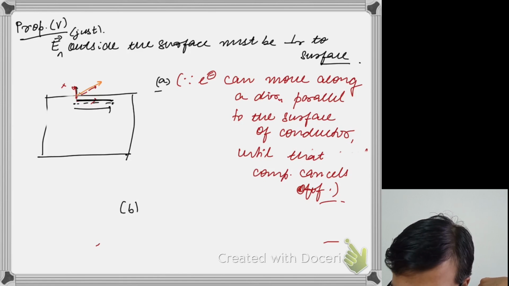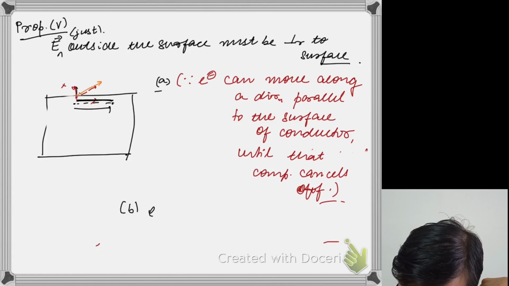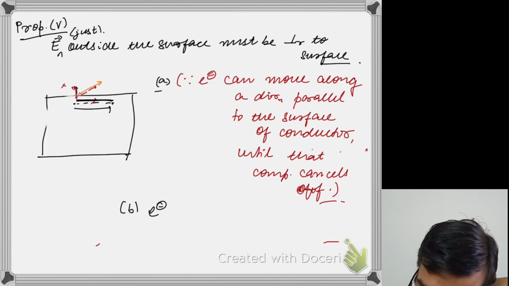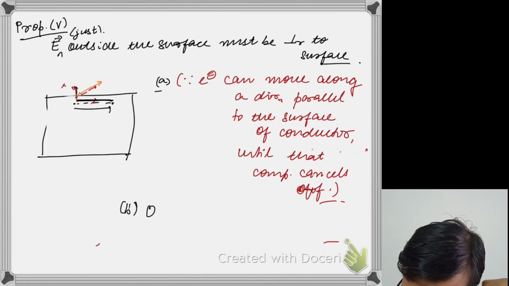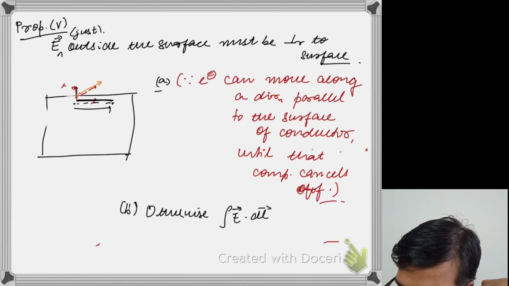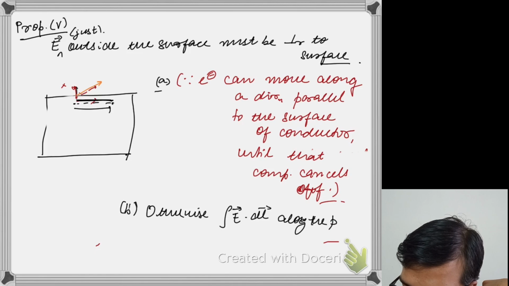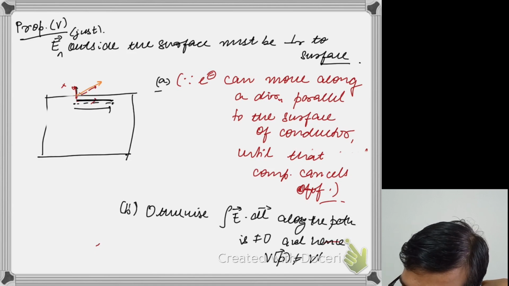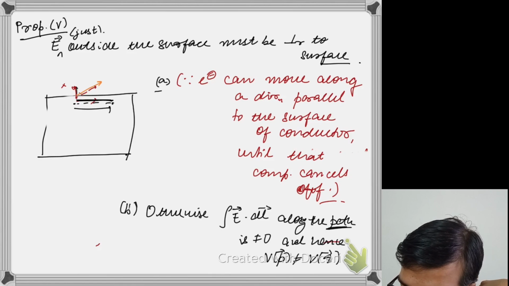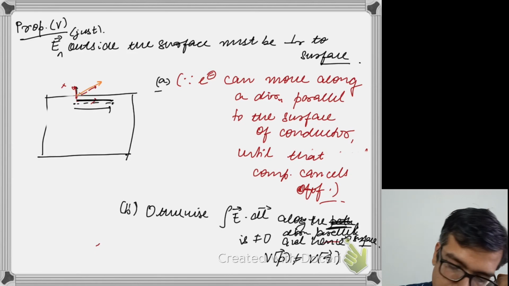The other reason is a more mathematical one, which you have seen from property 4: otherwise the integral of E dot dl along the path is non-zero, and hence Vp is not equal to Vq. When I say along the path, I mean the component parallel to the surface. If it's non-zero, Vp would not be equal to Vq.